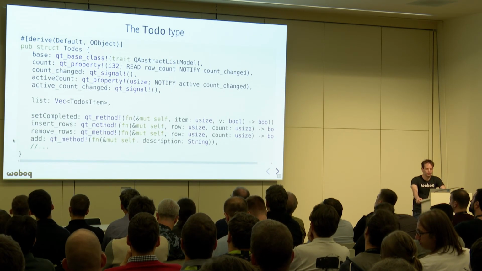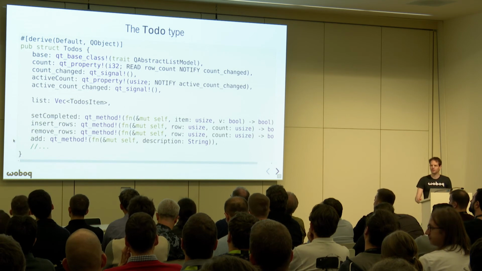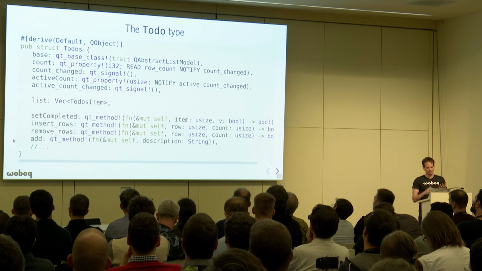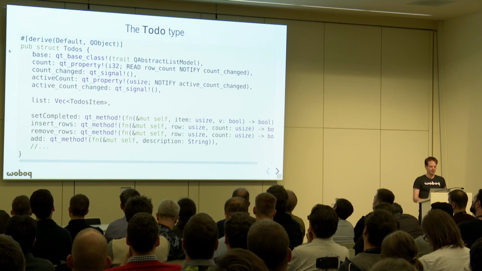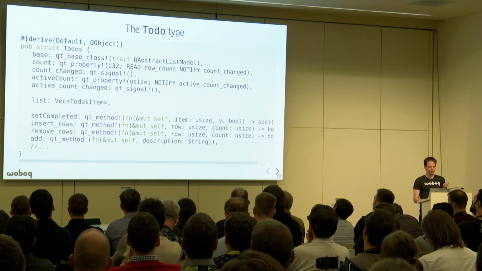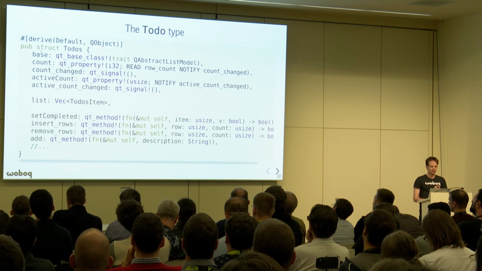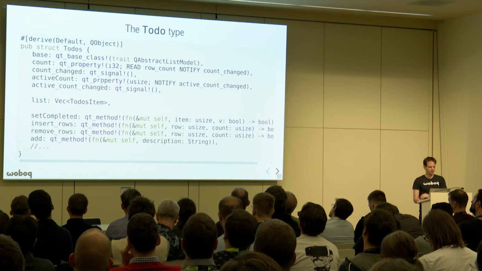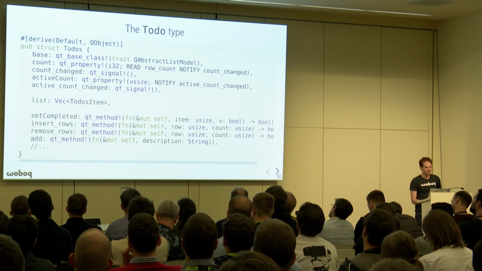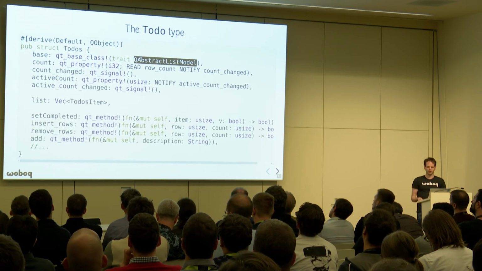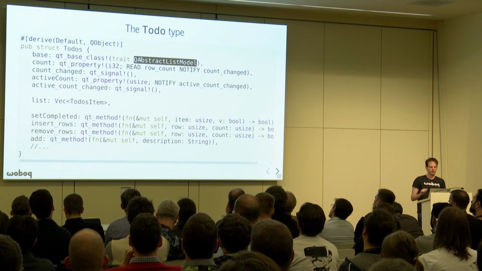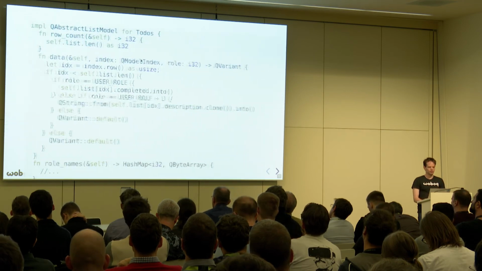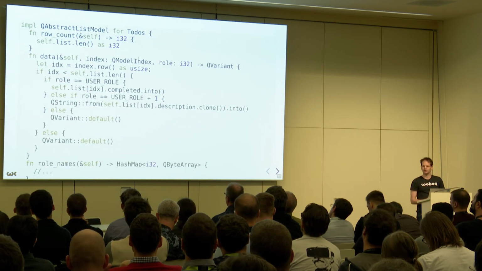Then you have your to-do type, and then you're using a bunch of macros. It's in Rust, but it's the same principle as in Qt. So you say that you have properties, signals, methods, and so on. And in this case, I'm telling the system that I inherit from QAbstractListModel, because I also expose QAbstractListModel as a trait. So the trait that we're going to implement for our class.